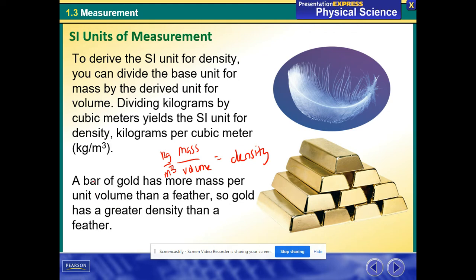A good example of density is that a bar of gold actually has more mass for the amount of space that it takes up than a feather does, so gold typically has a greater density.